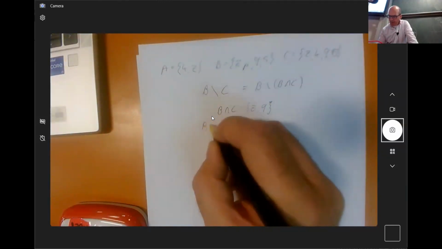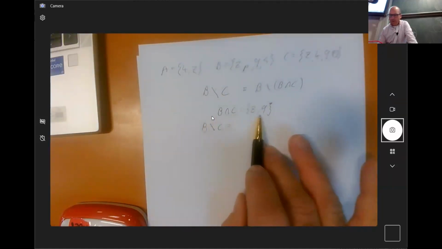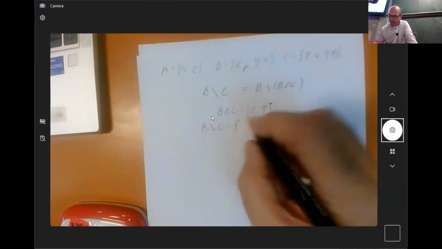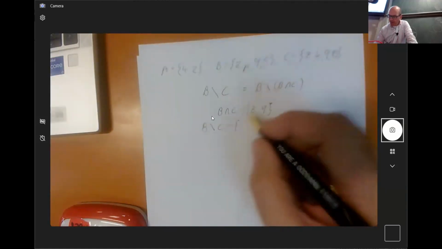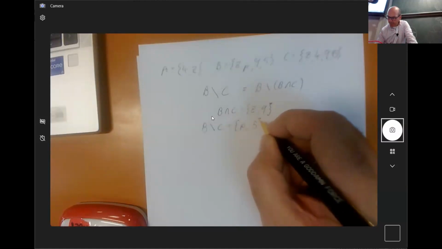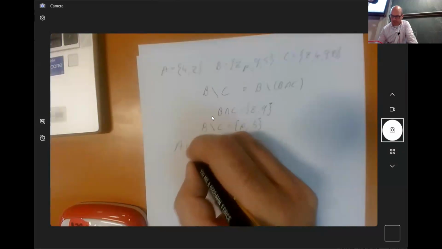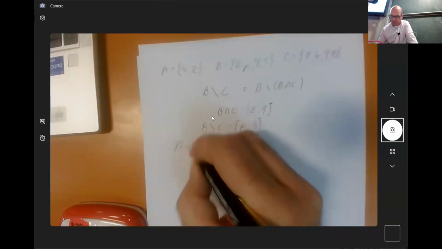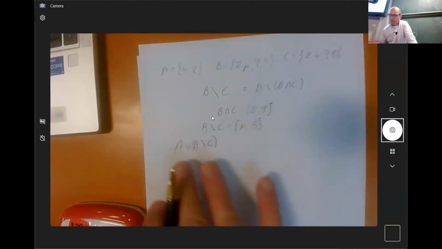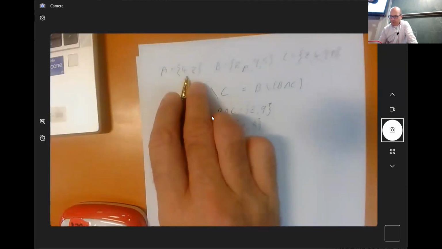And so when I do B without C, you can work out the same process, but identifying the bits that you're removing from the set can make it easier. So I've got Z, I've not got 9, so I've got P and 5. Now, we're asked to find A union B without C. So now we've got the B without C part, and we're going to do the union. What's in both sets? Okay, and so we've got 4 and Z here.